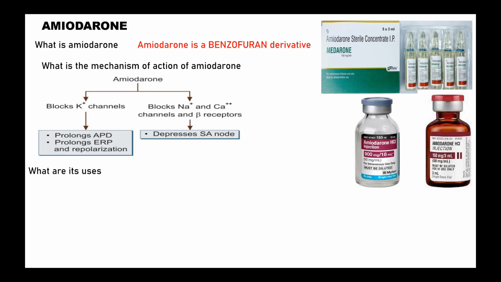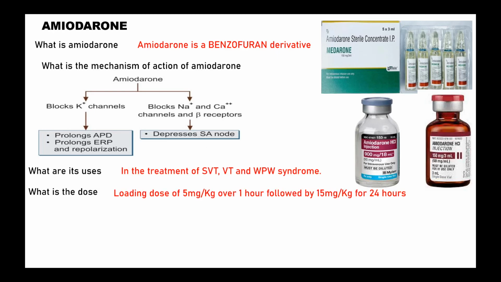To restore the rhythm in AF, and in ACLS according to the ACLS, 300 mg. Treatment of SVT, ventricular tachycardia, WPW syndrome. What is the dose? In routine, dose 150 mg bolus over 10 minutes. Loading dose 5 milligram per kg over 1 hour, followed by 15 milligram per kg for 24 hours.